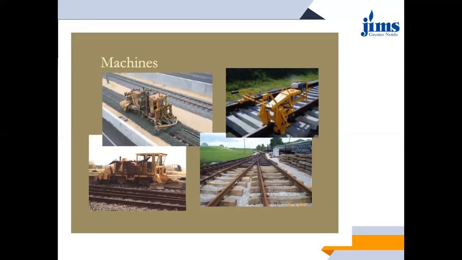Okay, here is an image. In these four images you can see how the machines are used for stacking up or placing of track ballast. The first machine is a spreader which is used to stack up the track ballast on the sides as well as the center also.